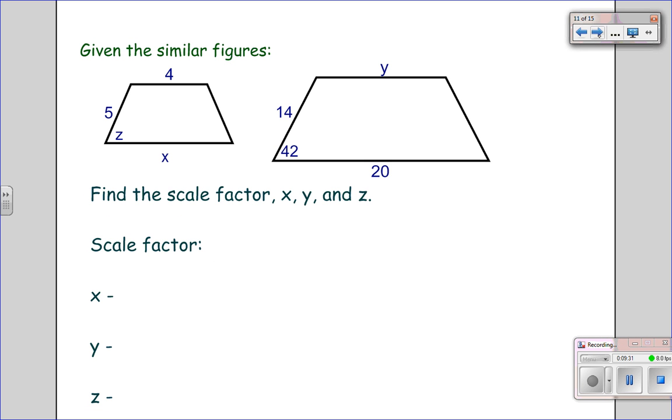Okay, I want you to pause the video and try this question out. All right, let's give it a try. So z is going to be 42, of course.